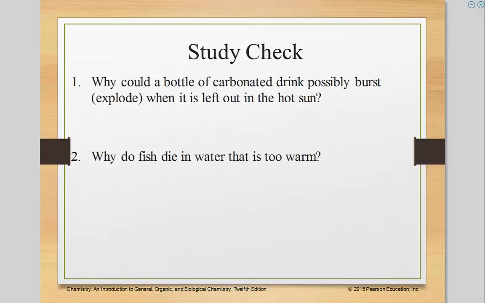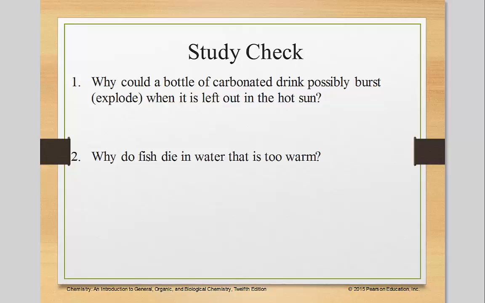So, a bottle of carbonated drink could possibly burst when it's left out in the hot sun. That's because those gas molecules are moving faster and faster and trying to escape. And then it's going to try to break through that pressure and open up the container to release the pressure.